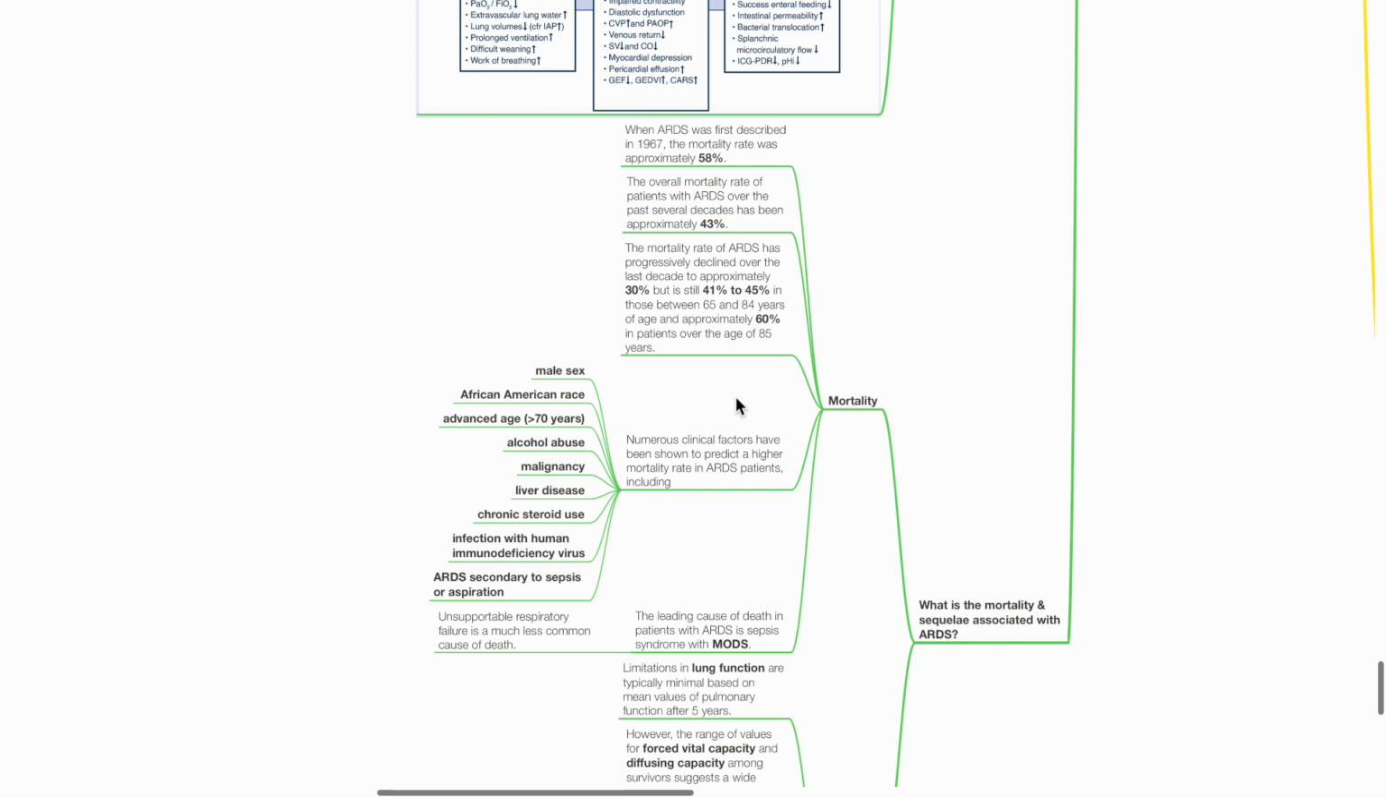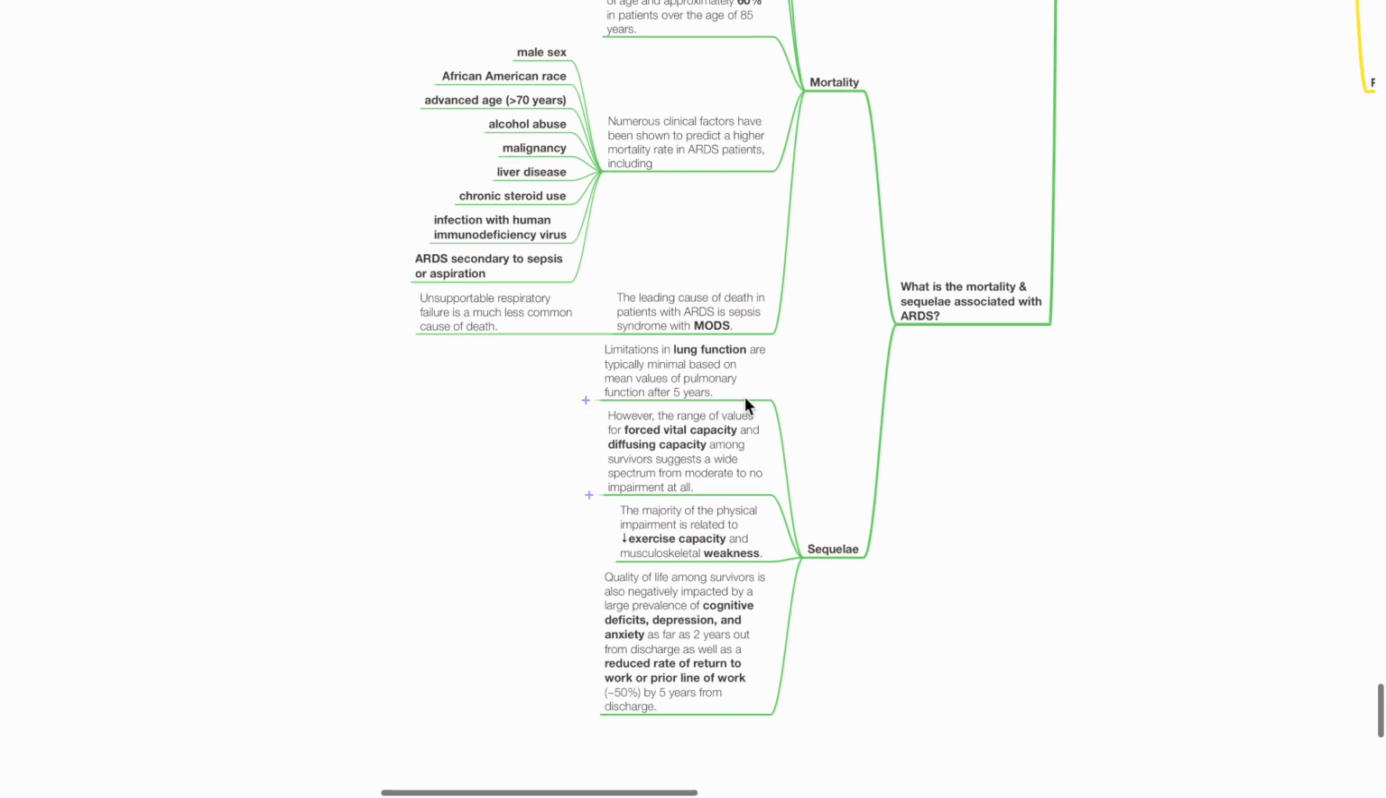Clinical factors that predict a higher mortality in ARDS include male sex, African American race, advanced age, alcohol abuse, malignancy, liver disease, chronic steroid use, HIV infection, and ARDS secondary to sepsis or aspiration. The leading cause of death in ARDS is multi-organ dysfunction syndrome.